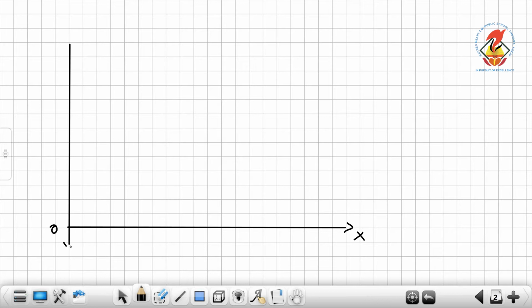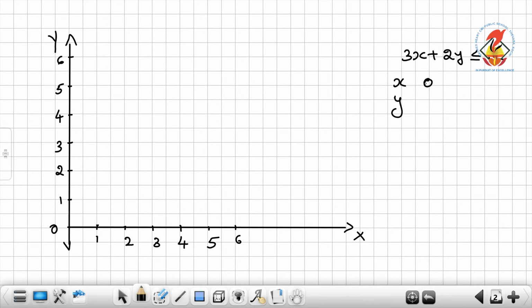Axis, origin, y axis, 1, 2, 3, 4, 5, 6. We have up to 6 only. Then 1, 2, 3, 4, 5, 6. Then which are the equations? 3x plus 2y less than or equal to 12. So when x is 0, y is 6, and when y is 0, x is 4. Then the second inequality is x greater than or equal to 1. Then third is y greater than or equal to 2.